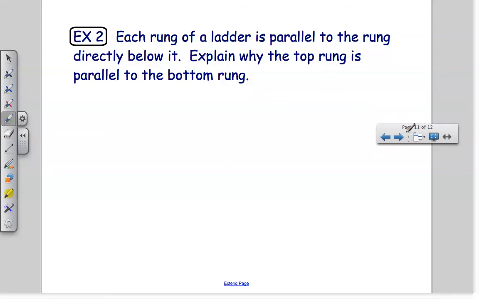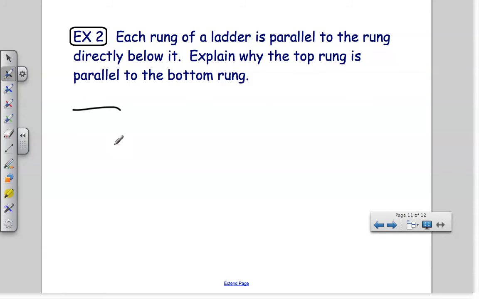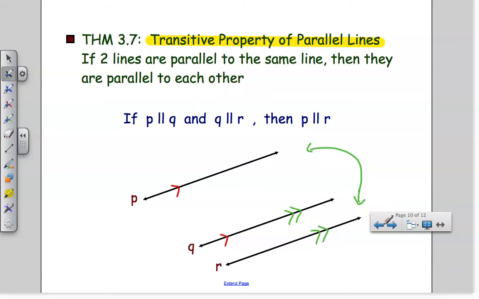And we're going to use that property here. Imagine each rung of a ladder is parallel to the rung directly below it, which makes sense. You know that all the rungs on a ladder are going to be parallel. I guess in this statement we're saying each rung is parallel just to the one directly below it. And I want to explain why the top rung has to be parallel to the bottom rung then. Well, if I draw a horrible ladder here, I'm just going to use this transitive property of parallel lines over and over.